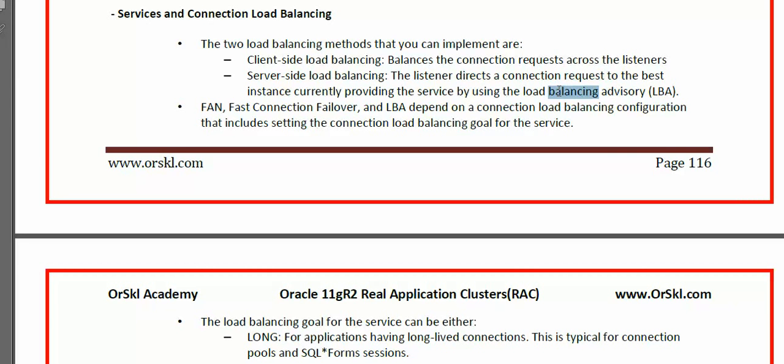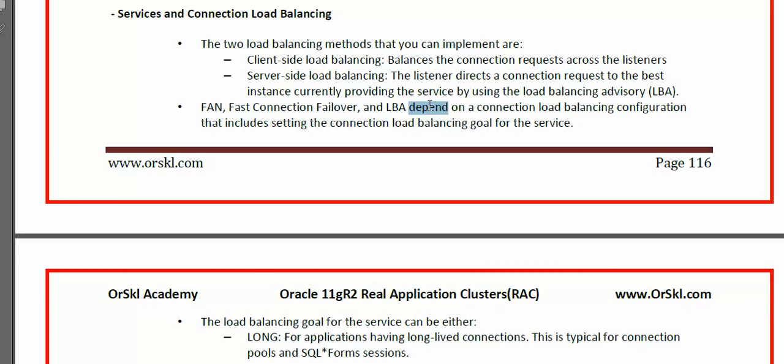The next thing to worry about is FAN, which is fast connection failover. We can also call it a load balancing operation, but it is one of the failover connection mechanisms, where load balancing is the main benefit of the load balancing advisor. Fast connection failover helps the application server directly connect to another node whenever the node to which it is connected fails.